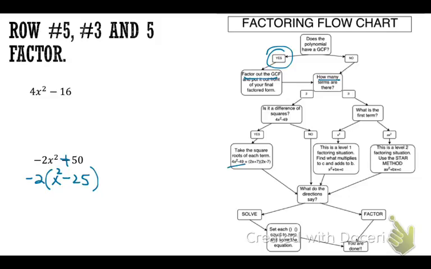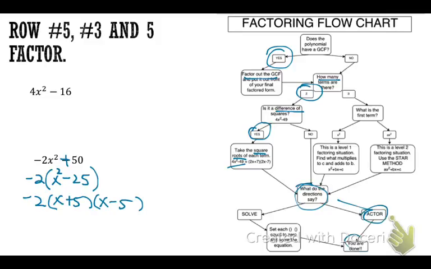And now I'm looking for how many terms there are. There are 2. So is there a difference of squares? Well, yes, because I can square x to get x squared, and I can square 5 to get 25. So I'm going to take the square root of each term. Now my negative 2 is going to stay out front. So that'll give me x plus 5 times x minus 5. So the directions say just factor, so I am done.